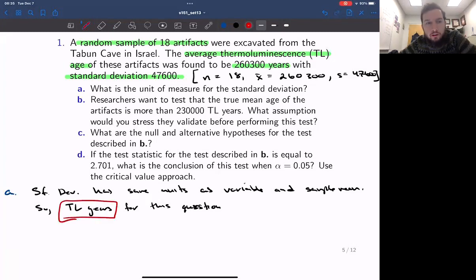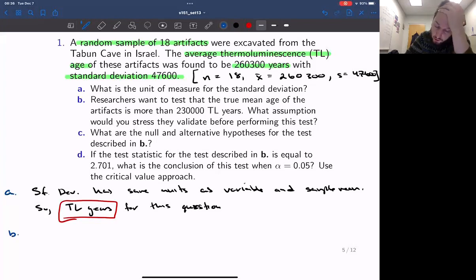Okay, so the answer we're looking for here is the thermoluminescent age. So the years for this, or years on its own is fine as well. So it's just years. So the standard deviation has the same units as the variable, which would have the same units as the mean or any direct value coming from the sample. Okay, so good. That's good.